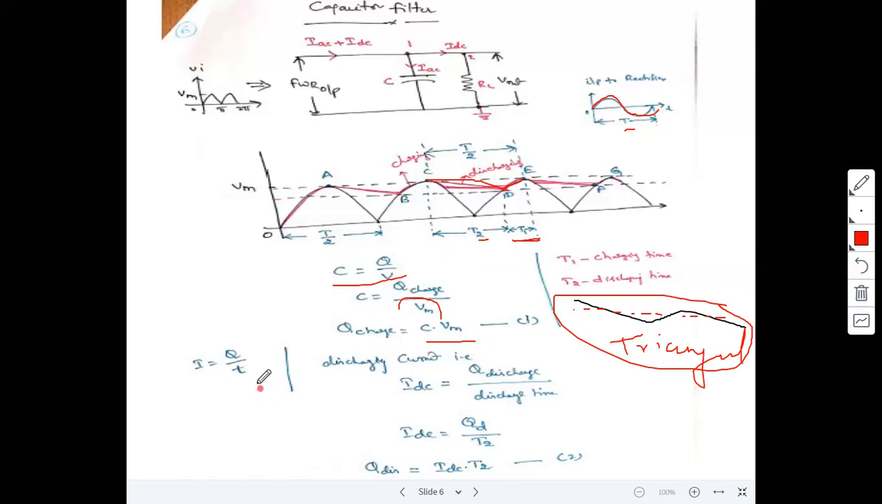Now similarly, for the discharging current, what is the relation between current and time? I is equal to Q by T. The discharging current IDC, discharging through resistor RL, is the DC current. IDC is equal to the discharge charge QD by the discharge time, which is T2. So the discharge charge QD is equal to IDC into T2.